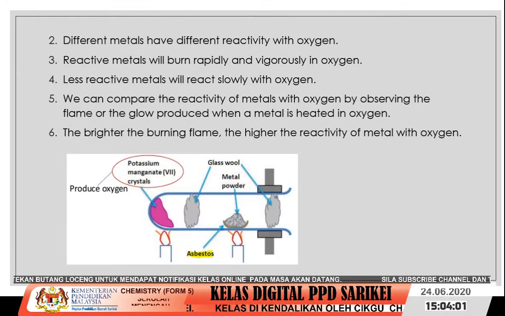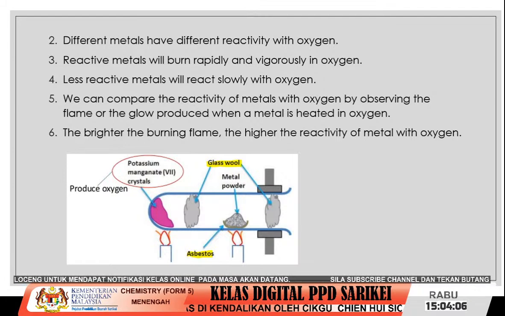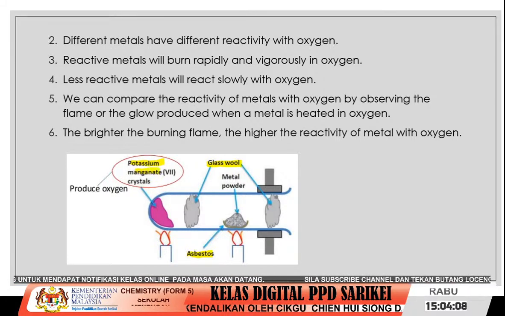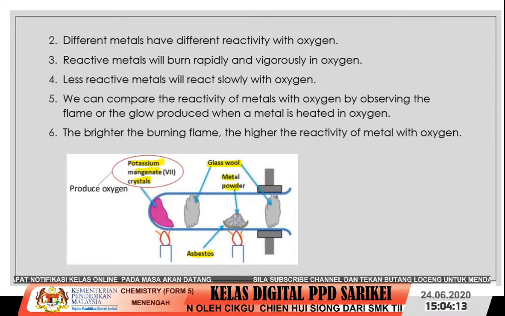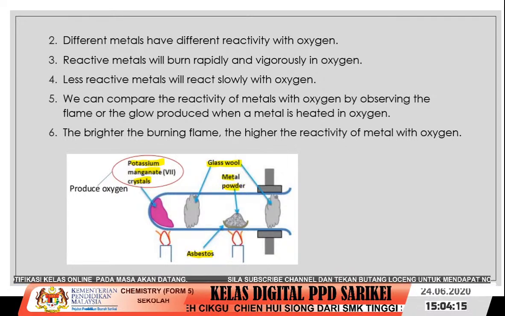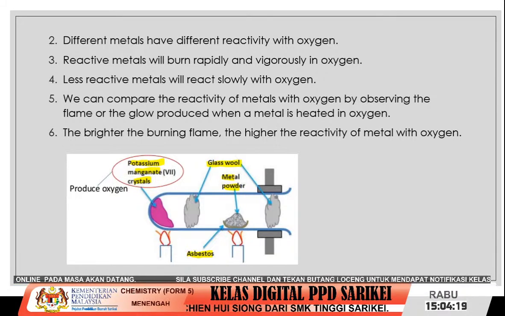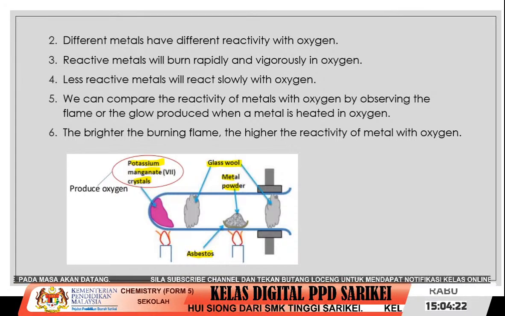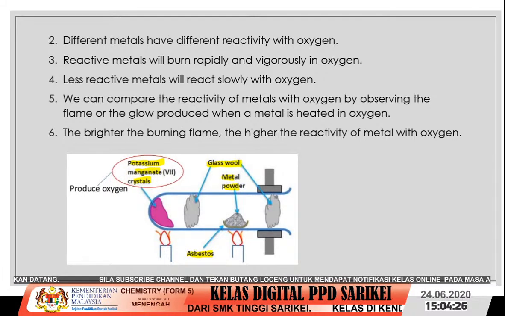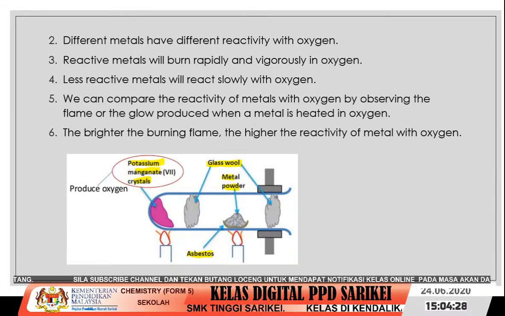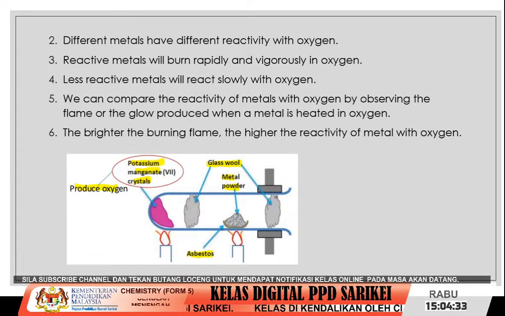The glass wool placed in between potassium manganate(VII) crystal and metal powder is to prevent the metal powder and potassium manganate(VII) crystal from mixing. The potassium manganate(VII) crystal will decompose by heat and produce oxygen gas for the reaction.